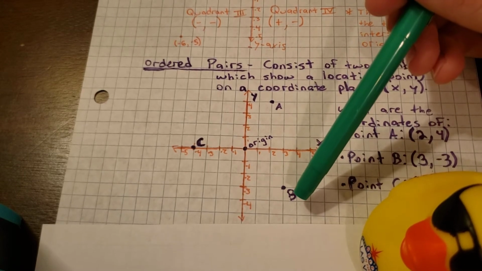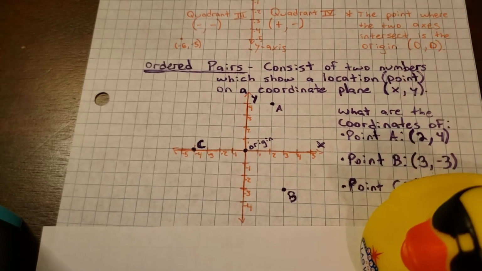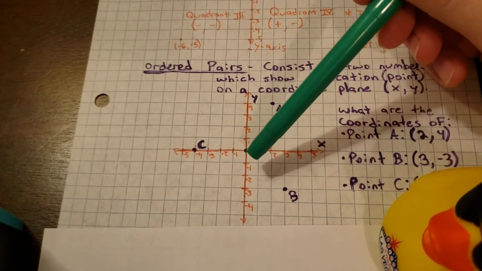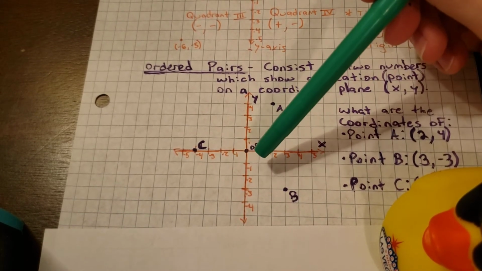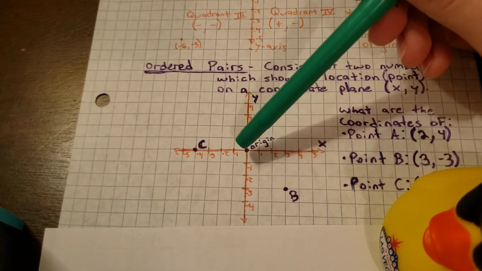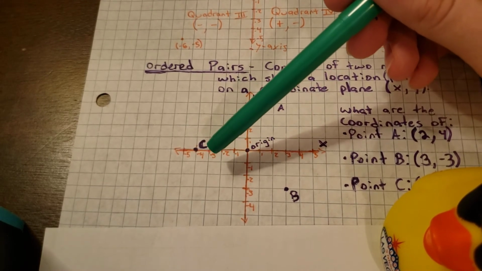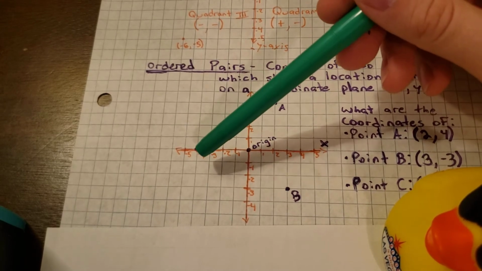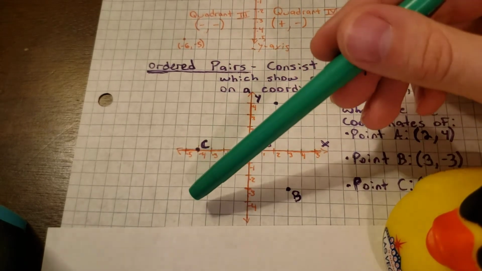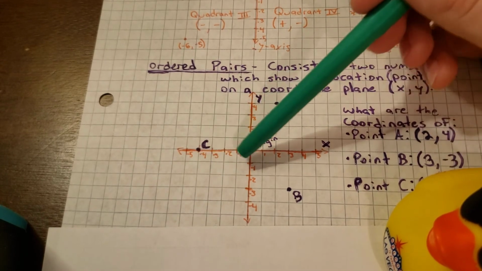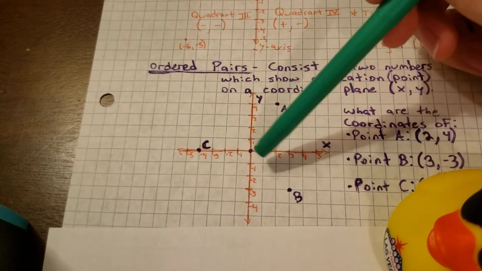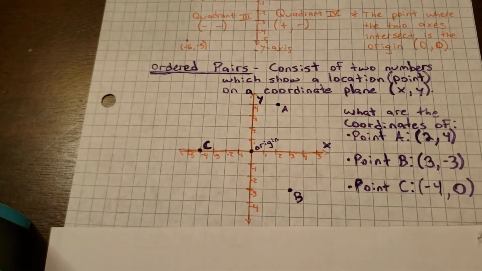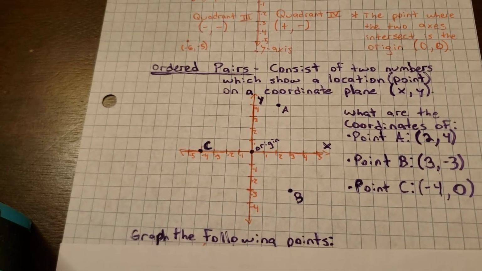Okay, point C now. Let's see. Point C is, okay, so my x value, I start at the origin, negative 1, negative 2, negative 3, negative 4. But the y value, it does not rise or fall. So the y value is here at the origin. Well, here at the origin, the y value is 0. So my point C is at negative 4, comma 0.